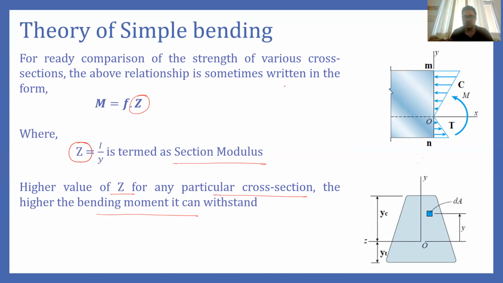For example, if we have this rectangular section and this I section, the cross-sectional area of these two may be the same, but the cross-sectional shape is different. In this case, the section modulus of the I section will be higher than that of the rectangular section. So we can conclude that the I section will have better bending moment carrying capacity than the rectangular section. This is how we compare the cross sections using the section modulus.